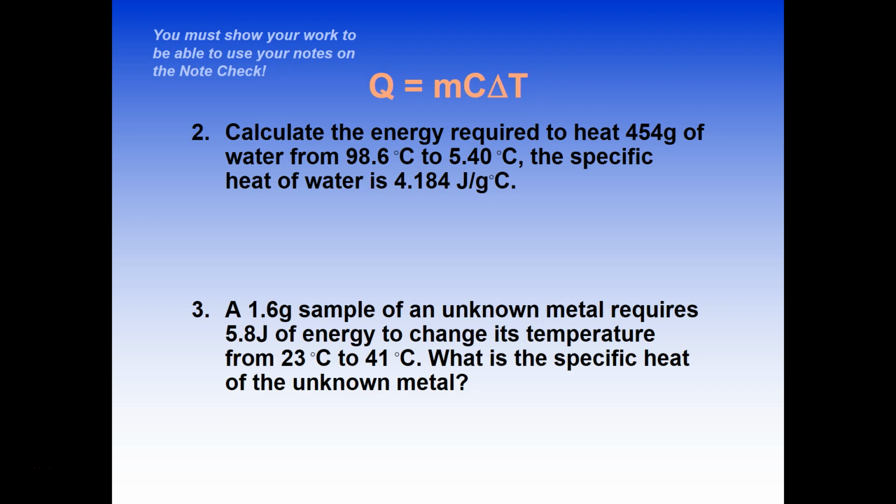All right, for number 2, this was just like our example, so it should have been pretty easy for you. You should have gotten the answer of negative 1,770,000 joules. It is a negative number because we lost heat in this case. As far as 3 is concerned, this one you were solving for C. So you had to move your equation around a little bit to get C on a side by itself. But once you did that, you should have gotten that C equals 0.20 joules per gram degree Celsius.